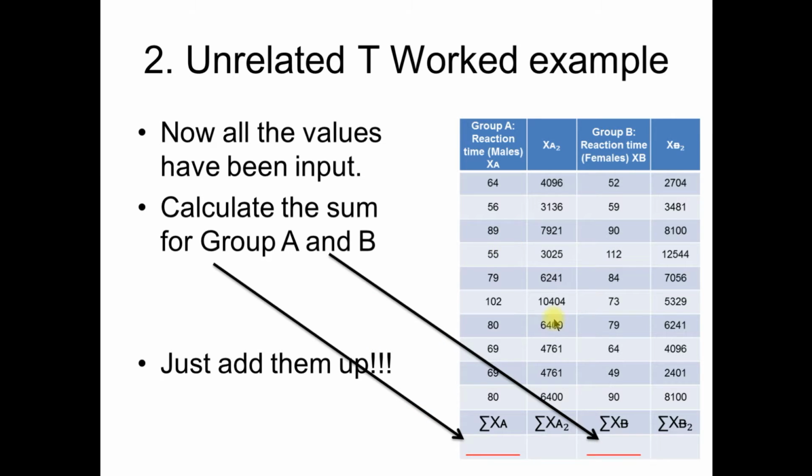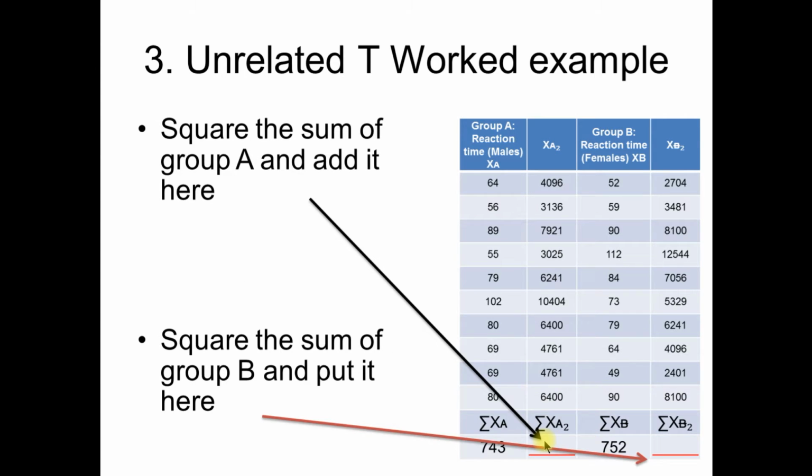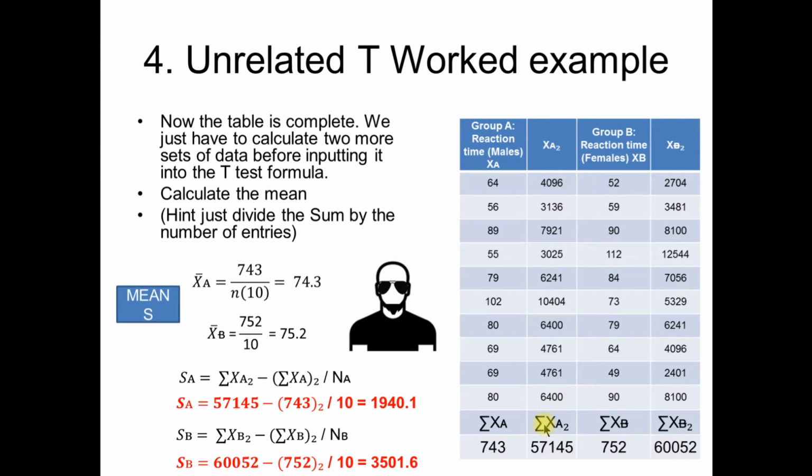Right, here are the values filled in. Hopefully you got some of those. Just add them up. Square the sum of group A and add it here. And now we have all the data we need to put in this beautiful equation. So, first thing is we have to calculate these two variables, SA and SB.